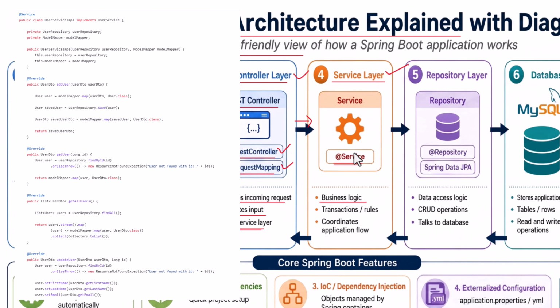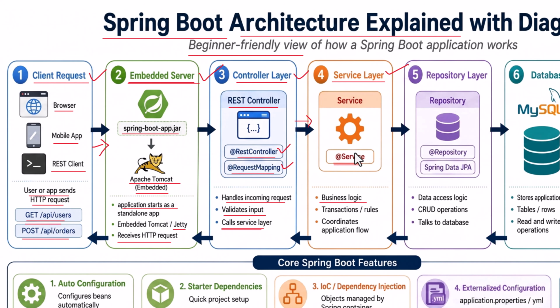For example, suppose the client wants to create an order. The controller receives the request and sends the order data to the service layer. The service layer may calculate the total amount. It may check whether the requested products are available. It may apply business rules or discounts. It may decide whether the order can be created. It may also coordinate multiple operations required to complete the use case. The service layer is also commonly responsible for transaction boundaries.